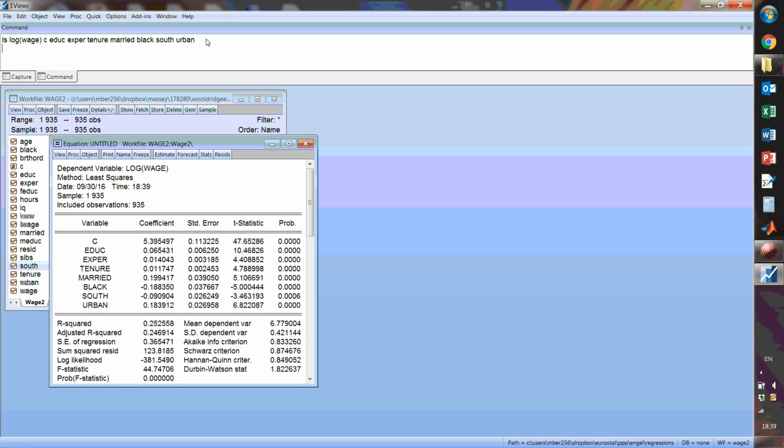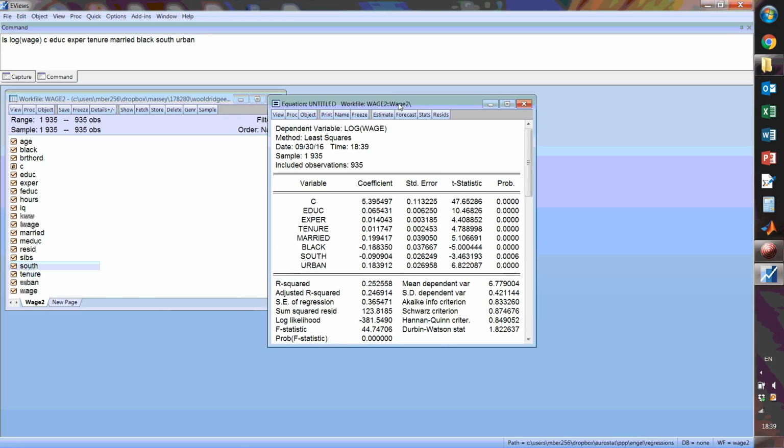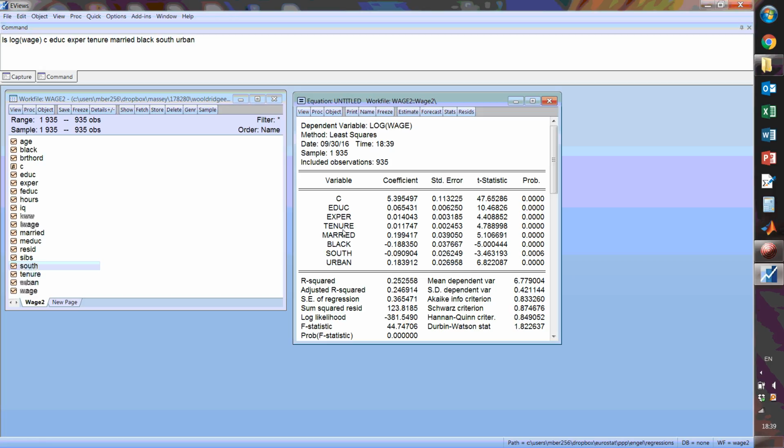We're supposed to report these results in the usual form, that's what you see, and the question is, holding other factors fixed, what is the approximate difference in monthly salary between blacks and non-blacks, and is it statistically significant? The left-hand side variable is in logs, so to compare blacks and non-blacks, you see that the difference in their wages is around 18.8%. The t-statistic is 5 and it's highly significant, so this is a substantial difference in wages, conditional on everything else being the same.